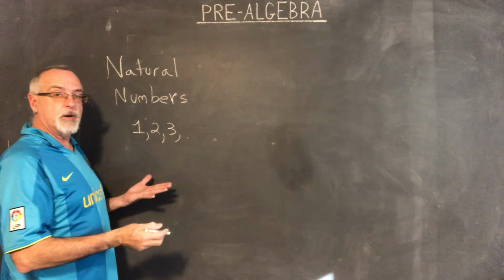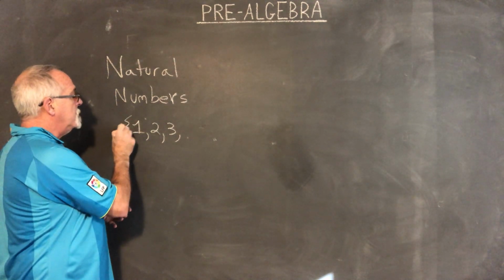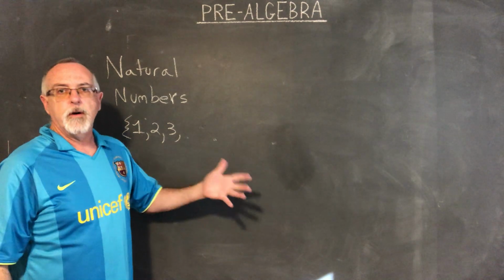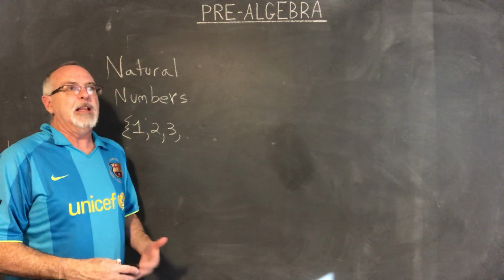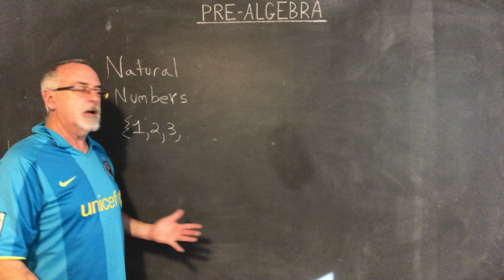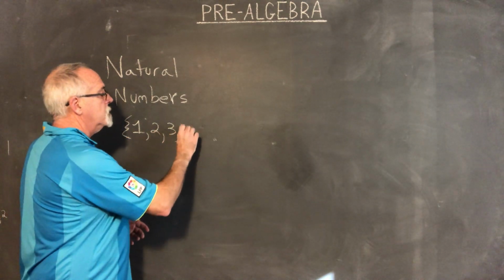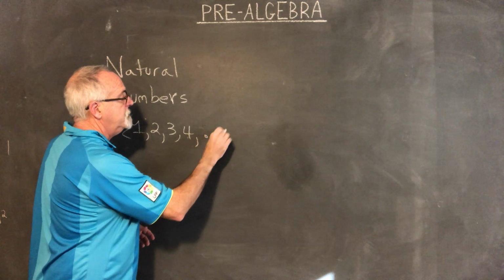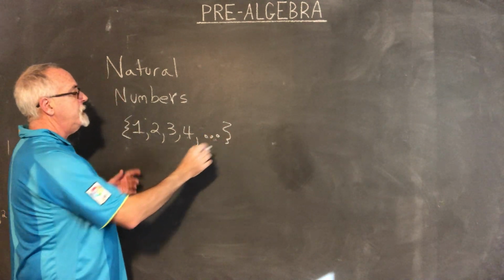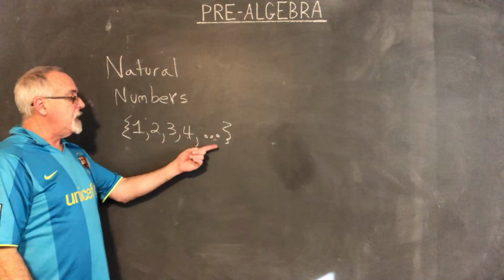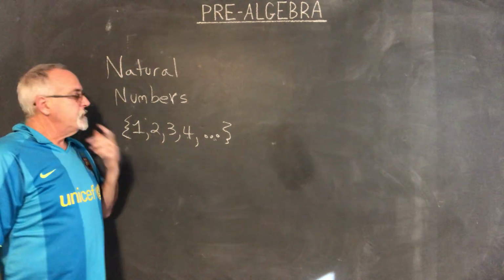And yes, I can express it as a set if I want. It would look like this. And since it goes on and on, after 3 you have 4, then 5, then 6. You can't really list all of the natural numbers because it would take forever because they go on forever. But you could also do it this way. You're basically saying, okay, the set of natural numbers is 1, 2, 3, 4, and it goes on and on. So if you know how to count, you know what it means.